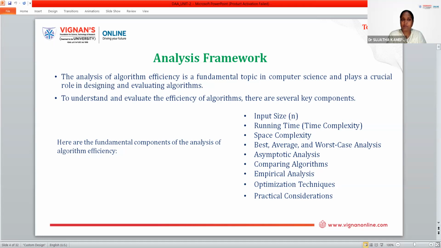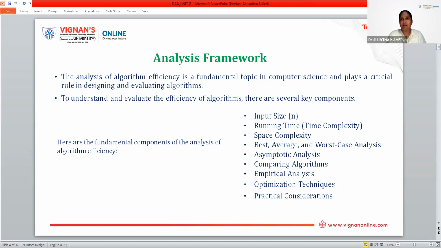Coming to the next one, optimization techniques. Once you have analyzed an algorithm's efficiency, you can explore various optimization techniques to improve its performance. These techniques may involve algorithmic improvements, data structure choices, that is, we can change the data structures we are using, and algorithm-specific optimizations. And coming to the last one, practical considerations. In real-world applications, you may need to consider practical constraints such as implementation details, hardware limitations, and the specific context in which the algorithm will be used.